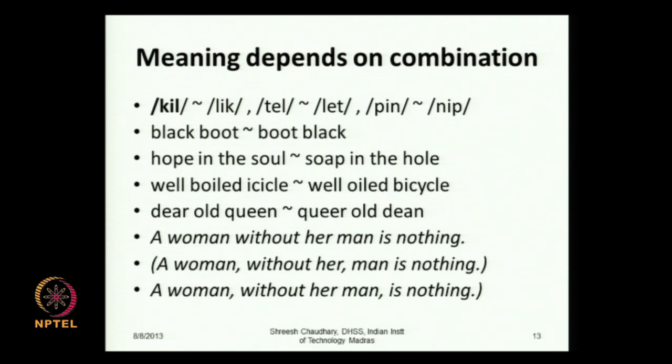Look at this sentence, 1, 2, 3, 4, 5. What do you think is the meaning? A woman without her man is nothing? It can have two meanings. How you combine? You can say a woman without her man is nothing. Okay? Or you can say, a woman, without her man many husbands believe that, okay? A woman without her man is nothing, okay? So, you know, meaning will be totally different depending upon how you combine words.